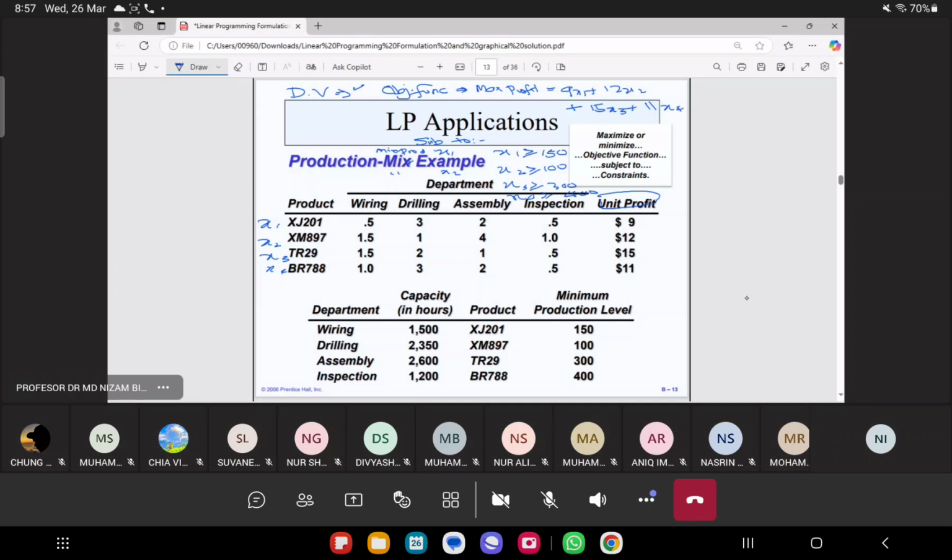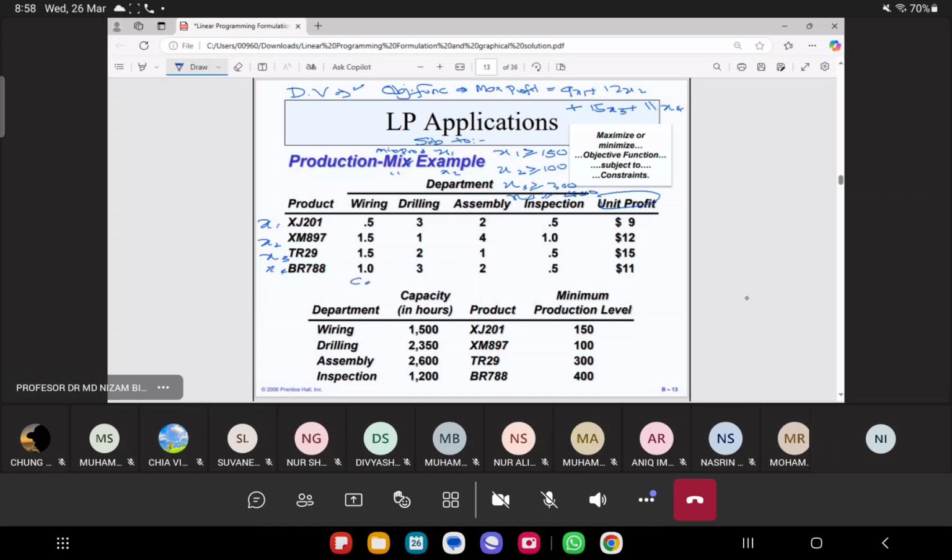Assembly. Capacity. Anybody? What are the constraints there? Capacity in hours. Output in hours. How about this process? Wiring, drilling, assembly, and inspection, right? For the wiring department, if you look at this, the capacity is 1,500, right? Drilling also has a capacity. So basically there's also a constraint in terms of capacity.